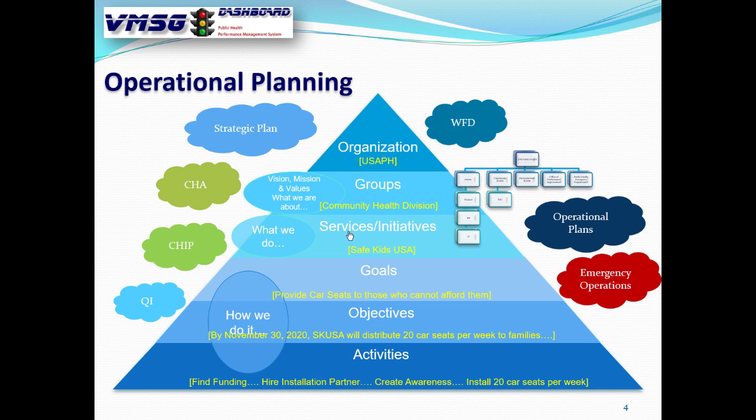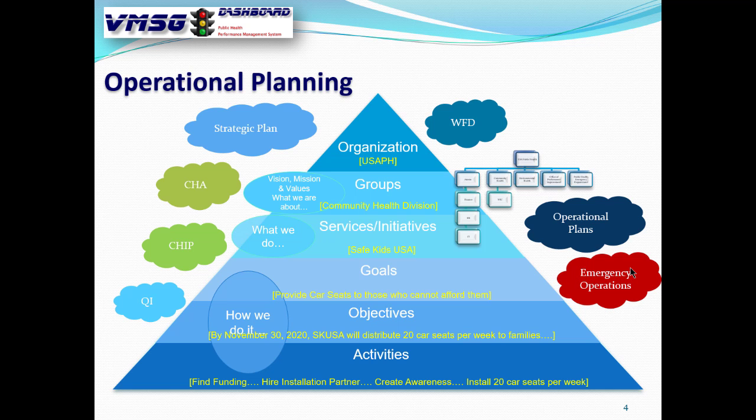So this is the operational planning process that you go through for pretty much everything. As you can see with these clouds sitting outside the pyramid here, you got your typical plans, especially if you're going through the accreditation process. You're going to see your strategic plan, your CHA and your CHIP, your QI plan, emergency operations plan, your workforce development plan. Typically, those are all entered in a operational planning format into the system here.